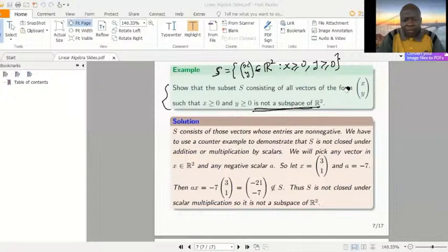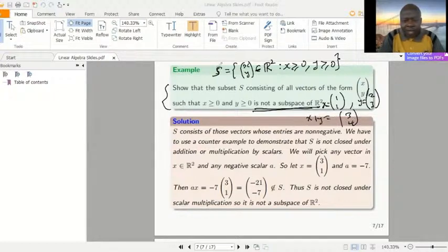What about the sum of the elements in this set? Some of the elements in this set, we can have an element like 1, 1, so long as the x is greater than or equal to 0, and y is also greater than or equal to 0. I can also pick another vector, which is 2, 3. And look at that. If this is vector x, and this is vector y, what will be the sum? The sum will be 3, 4.